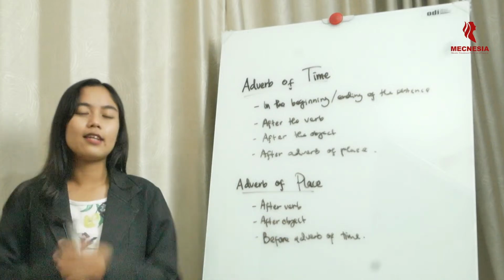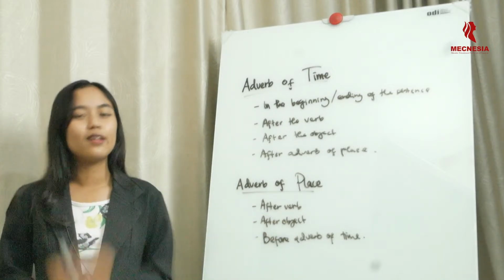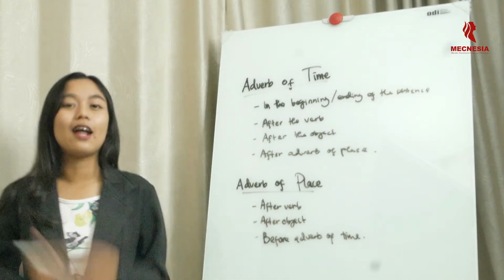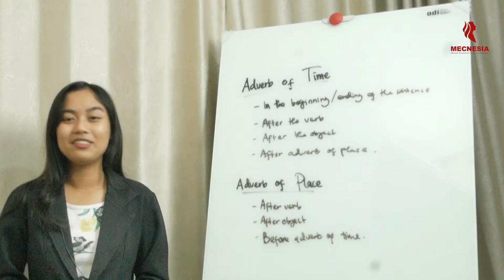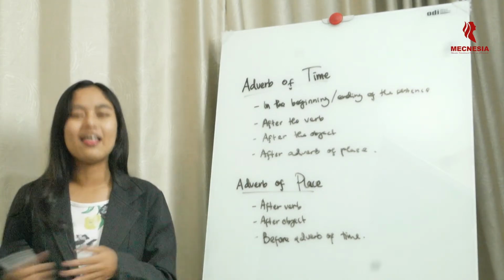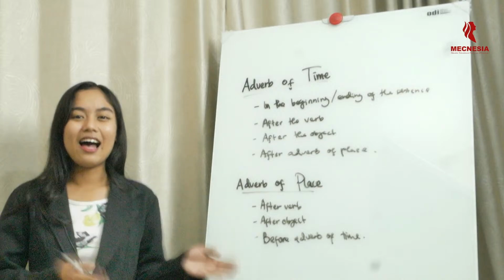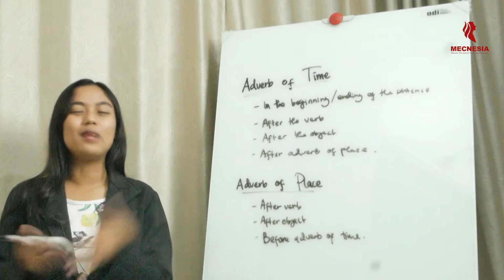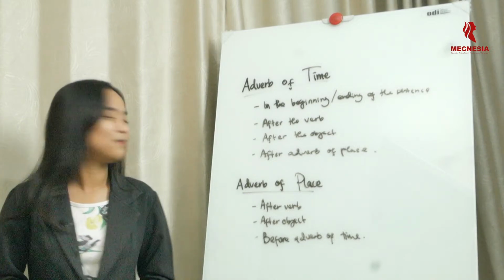Next, if there is an object in that sentence, kalau kalimatnya mengandung objek, you put the adverb of place after the object. Kalian letakkan keterangan tempatnya setelah objeknya. For example, I am studying math at my house. Aku belajar matematika di rumahku.